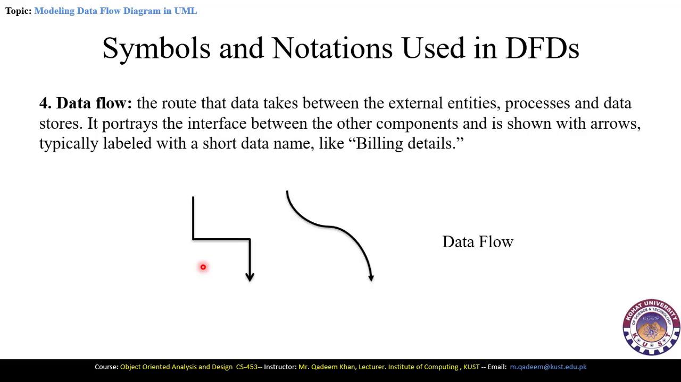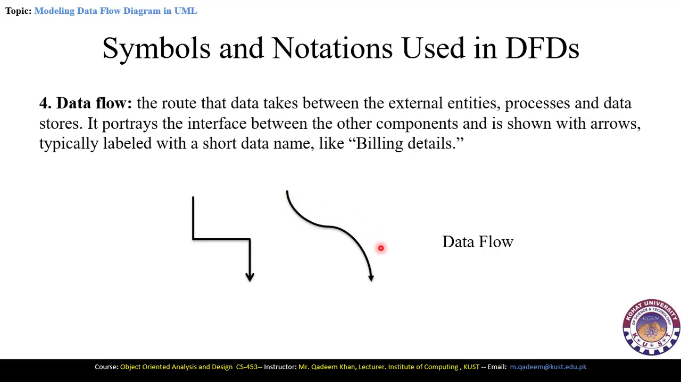The next important symbol and notation used in DFD is called the data flow. The data flow represents the particular routes or pathways through which the data will flow, and this data flow connects two or more processes with each other. Also, this data flow will link the data stores to the process here. For the data flow, we use arrow lines.